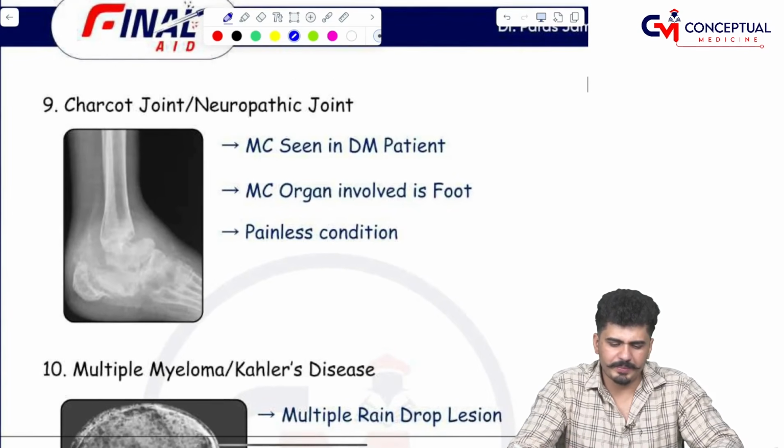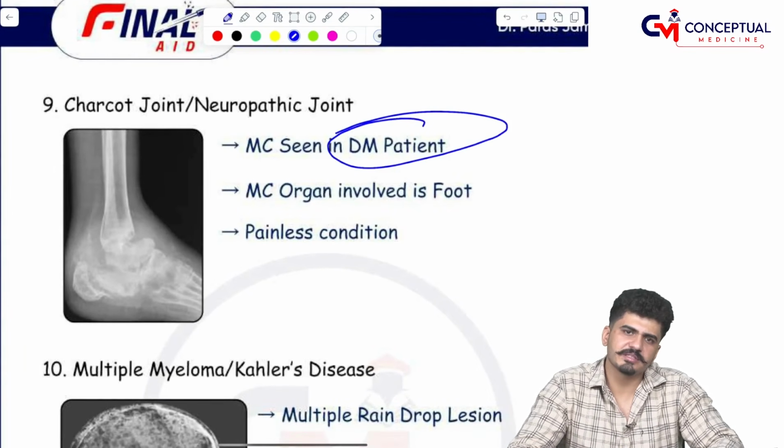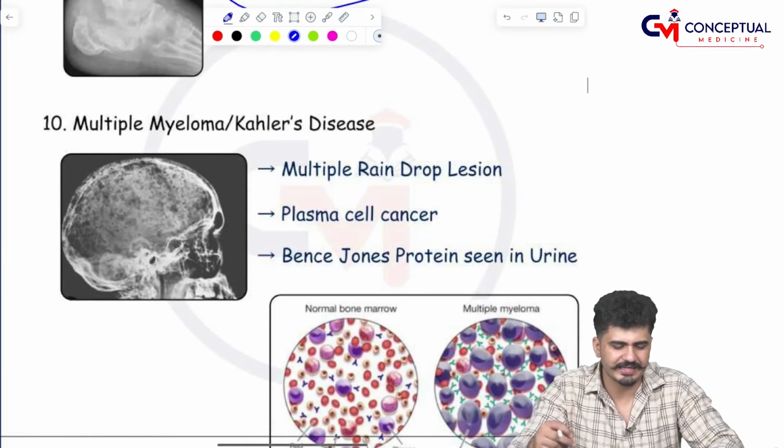Charcot's joint or neuropathic joint is seen in diabetes mellitus patients. It will look like a fracture, but this is not a fracture. These are the osteophytes which are deposited right there, and it is a painless condition.